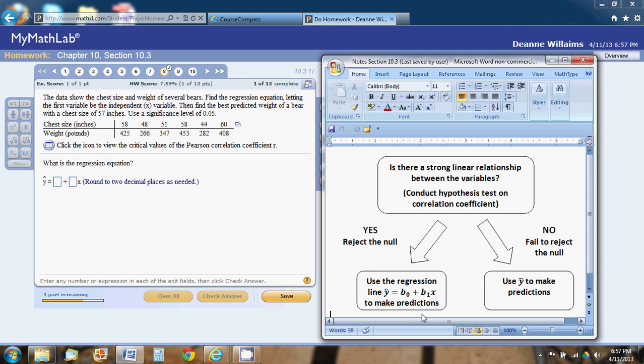And so we'll use a regression line to make our predictions. Otherwise, we would use the mean of the y's, which we could also calculate using StatCrunch. But if it didn't have a linear relationship between the variables, we would just see what's average, what's expected for the weights, and use that instead.